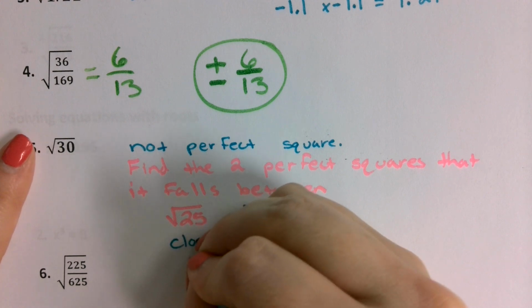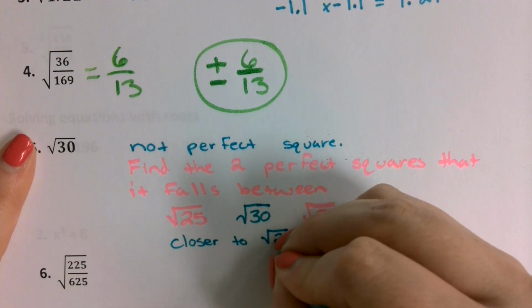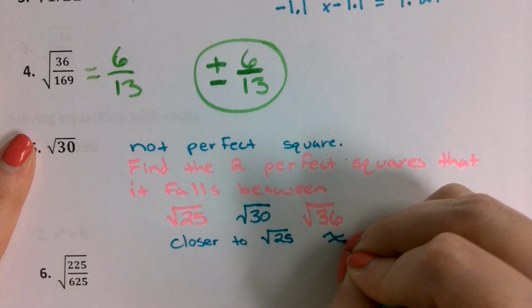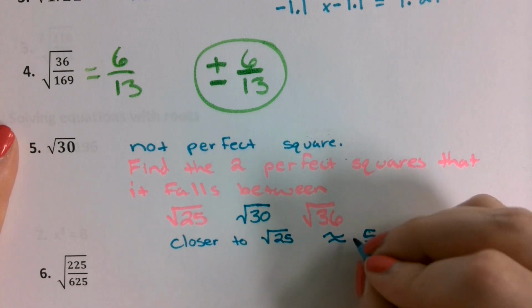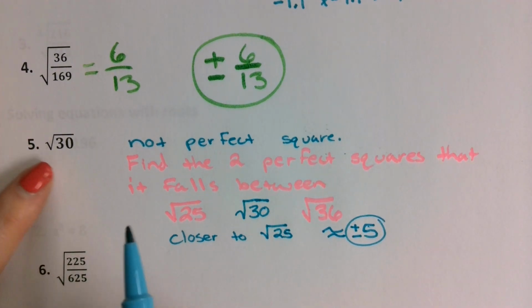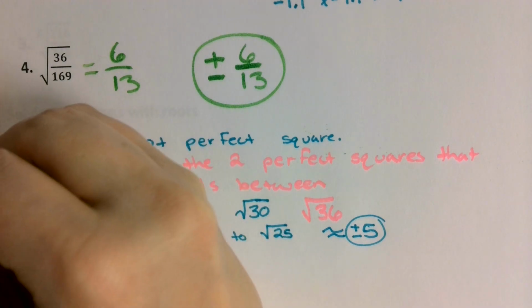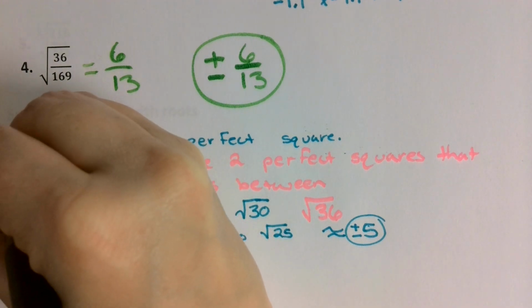Okay, I'm going to write that down. It's closer to the square root of 25. So it's approximately 5, plus or minus. We don't know whether it will be positive or negative because it does not indicate if it wants positive or if it wants negative. So we just put plus or minus 5. Now, if it asked, let's say instead it asks to round.